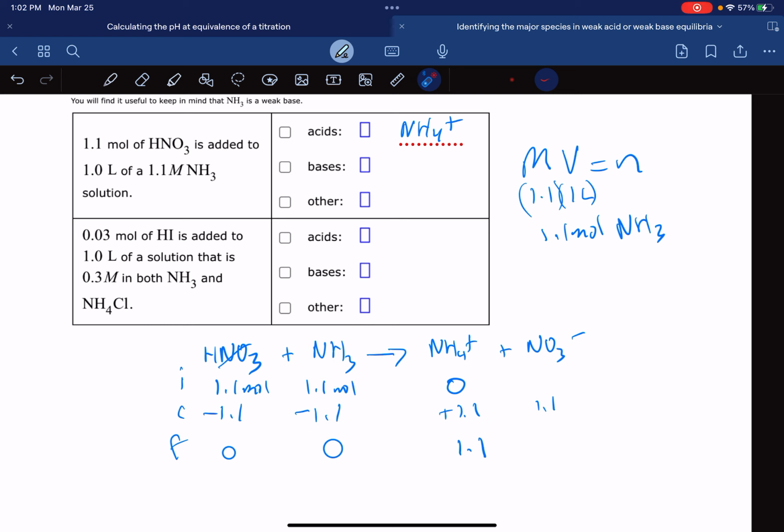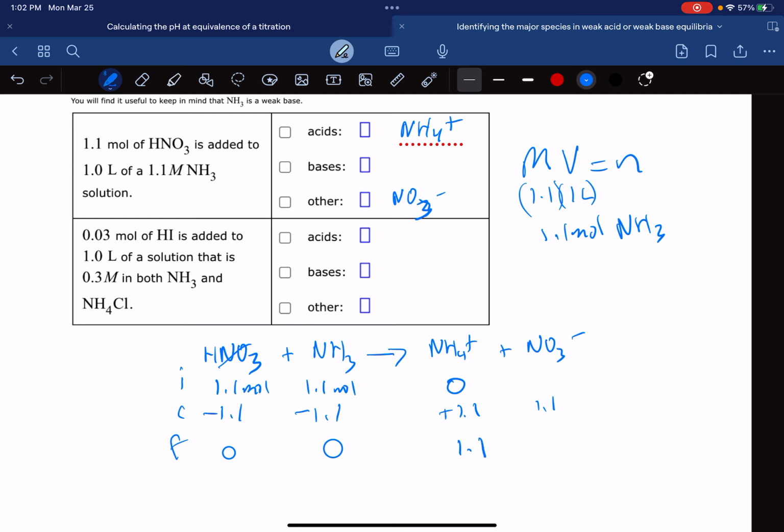But then what other things do we have? And this is where they're asking about spectator ions. You see we have NO3 minus and NO3 minus. It's just sitting in there. So we need to acknowledge that NO3 minus is in here. If we were doing this on the AP exam, they'd ask what are the major species involved, or what is the major species we have at this point.